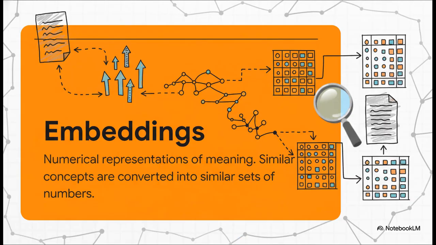Now, the magic behind this is a technology called embeddings. What happens is an embedding model takes a piece of text, a word, a sentence, whatever, and turns it into a long list of numbers. We call that a vector. But here's the crucial part. Texts with similar meanings get turned into very similar sets of numbers. That's how the machine understands context.